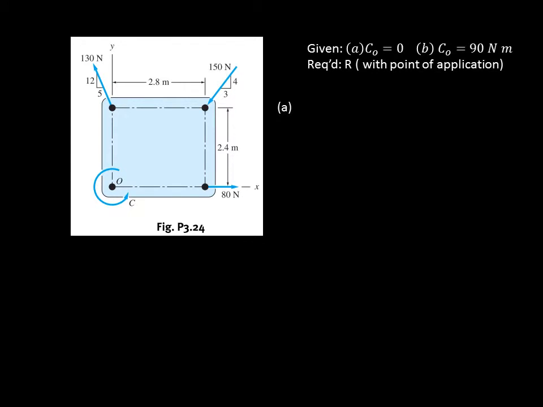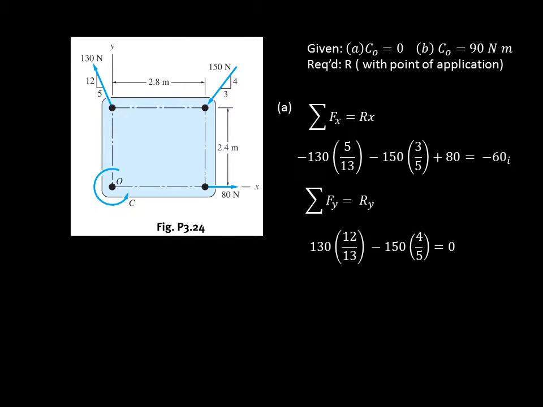Since we are only asked for the resultant and the point of application, we can start by finding the resultant of the forces using the force equation. Now that we know the resultant of the forces, which is negative 60i, we are now to find its point of application. We must first find the moment center. I am going to use point O as the moment center.